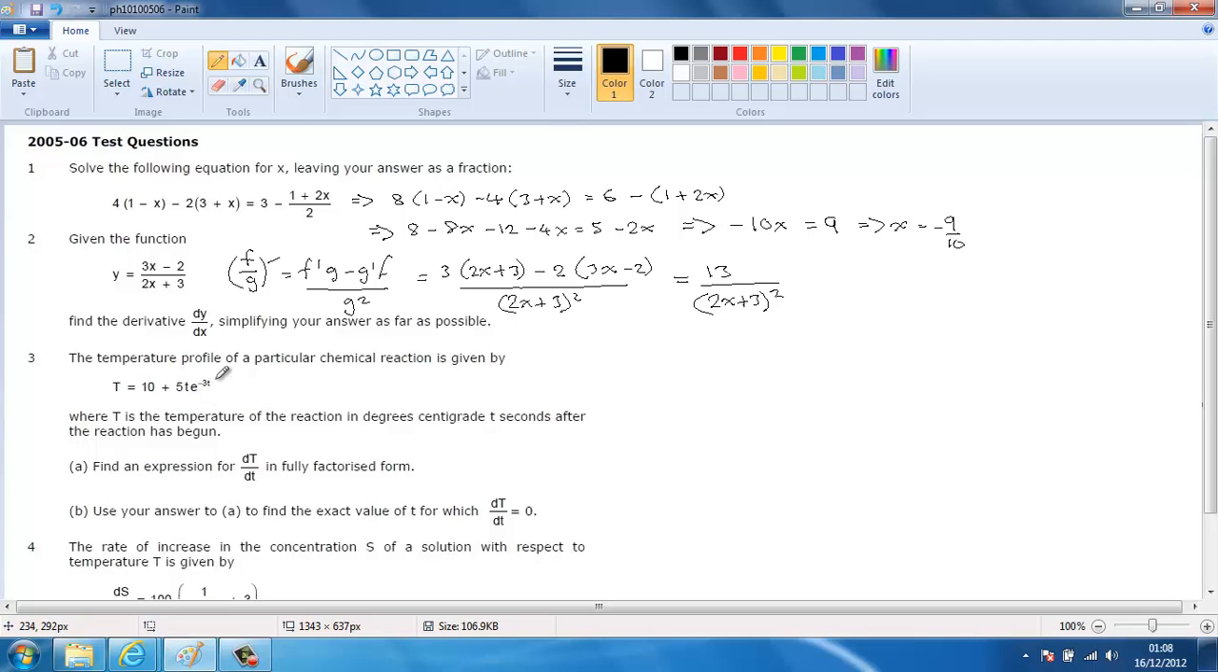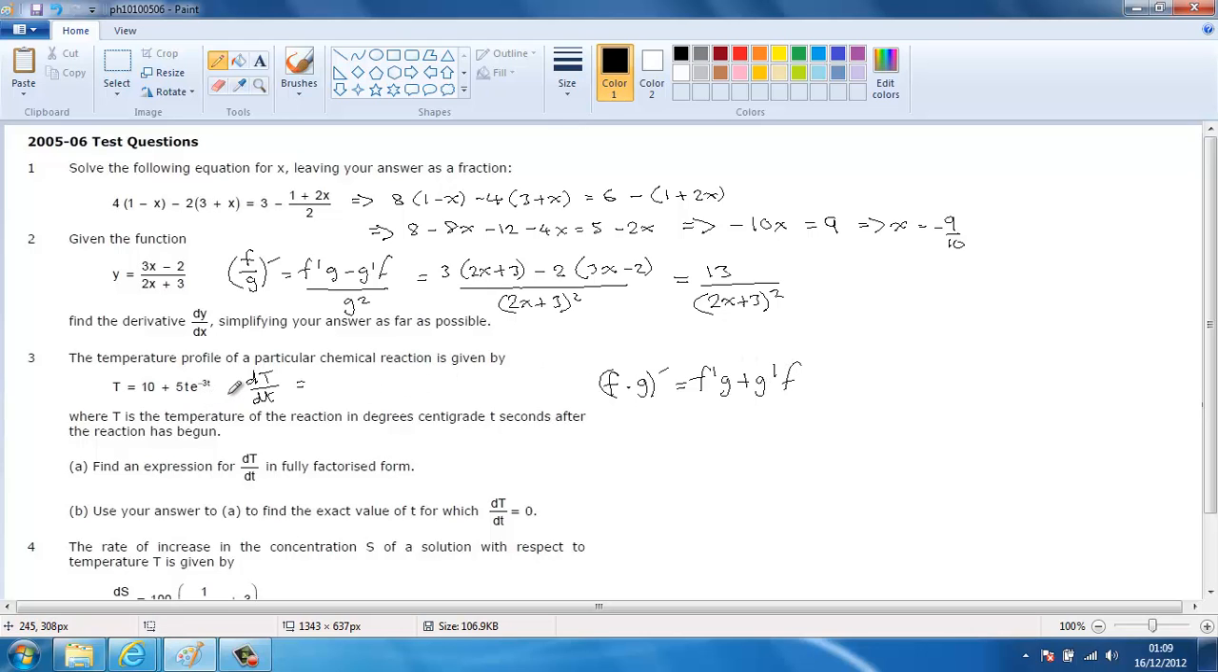Question 3. We have to find the derivative first of all of the given equation. So dT by dt then, for the constant 10, the derivative is 0, and then we need to use product rule on 5t e to the minus 3t, remembering that product rule says if we've got f times g, the derivative is given by f dash g plus g dash f.